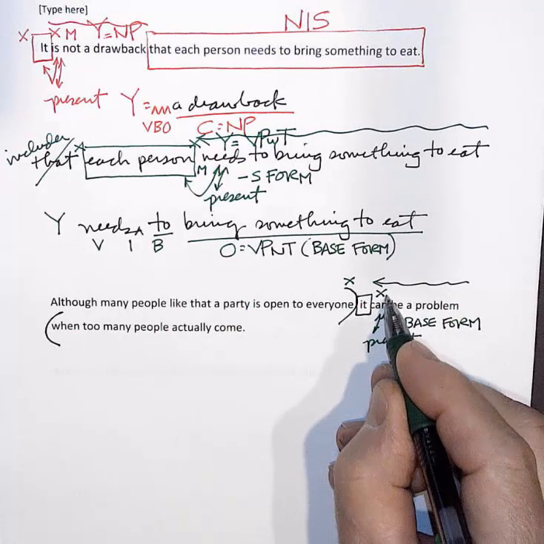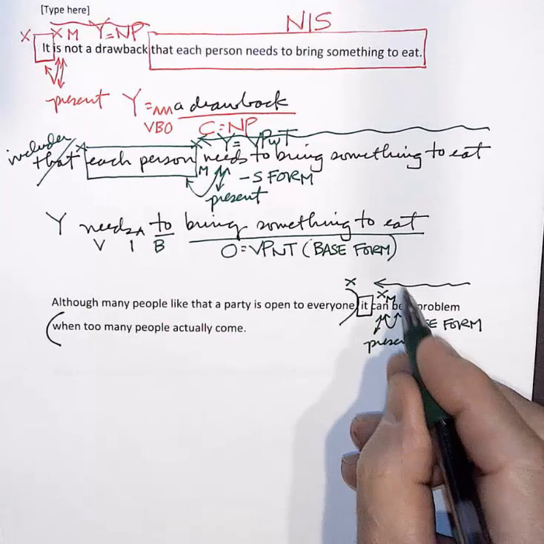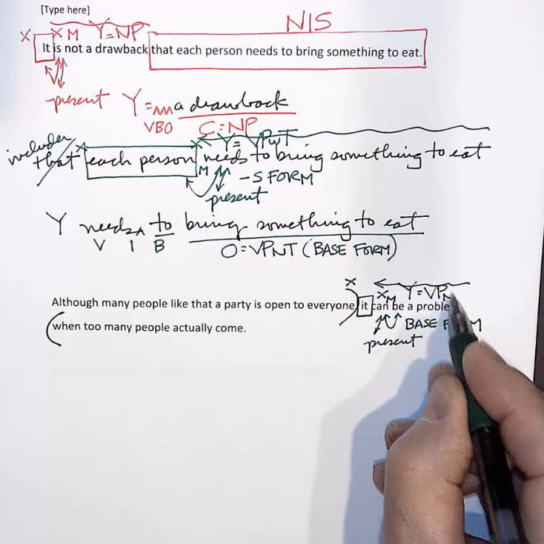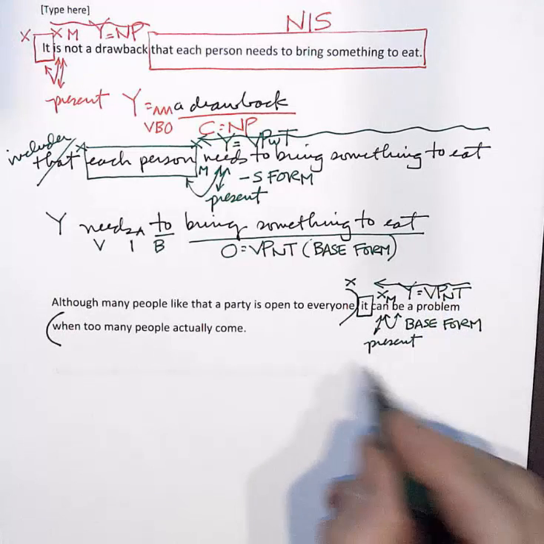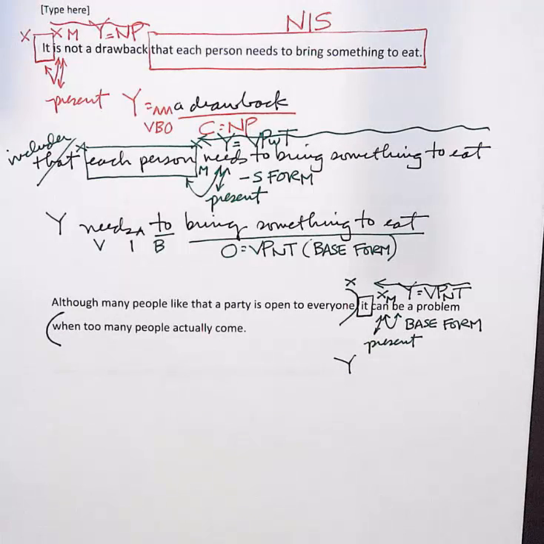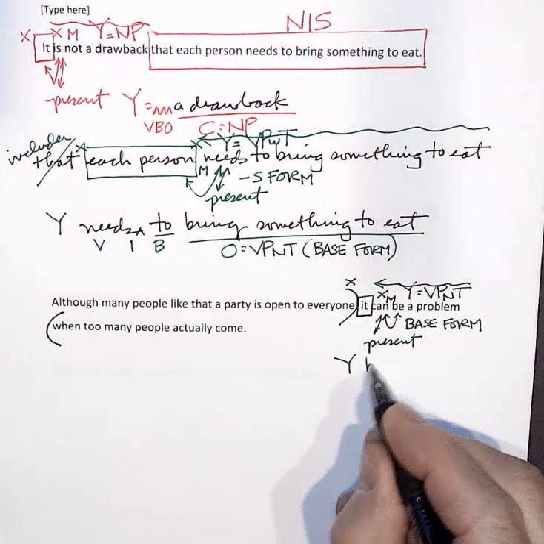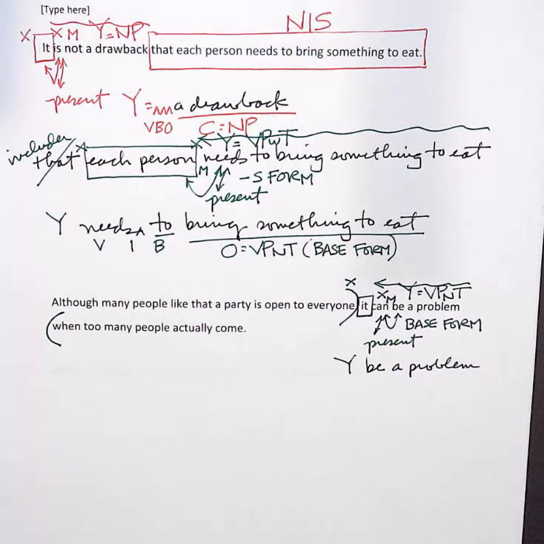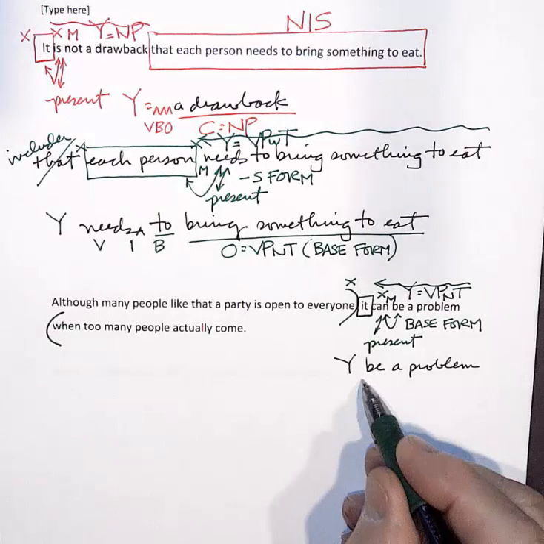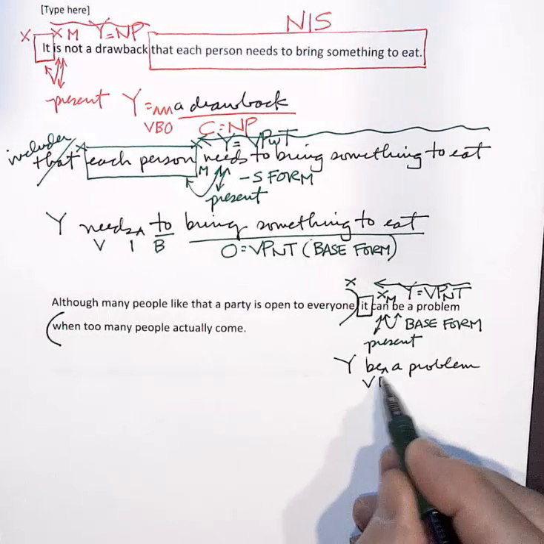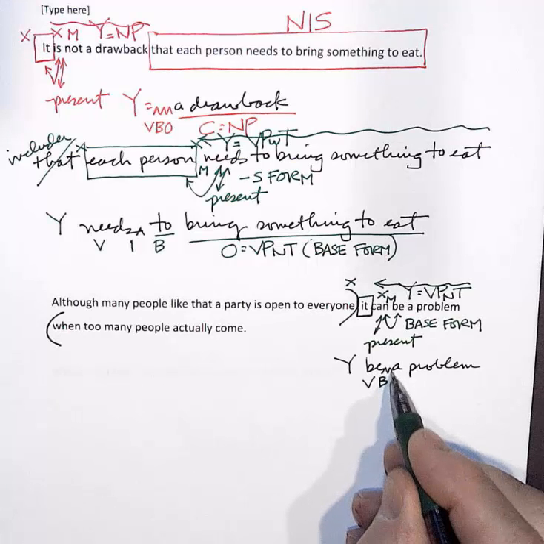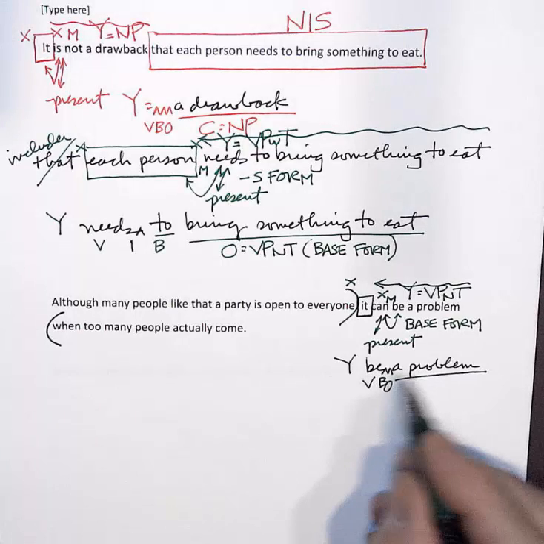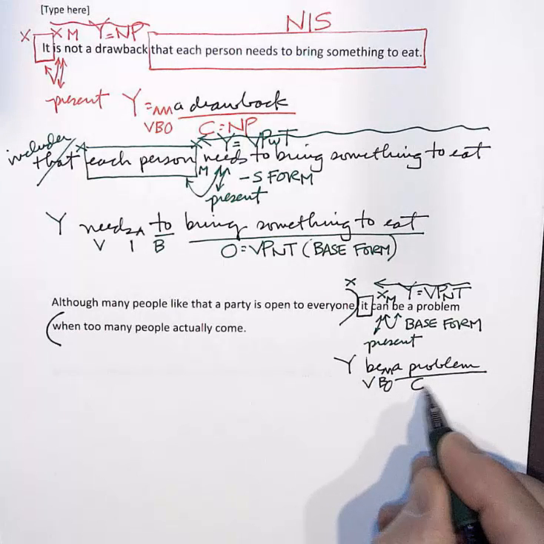The M place is here between can and be. Be a problem is the Y. That's a verb phrase with no time. Let's rewrite the Y. Be a problem. The verb is be. The particle place is empty, and so is the object place. There's no action going on here. Be a problem. Problem is the complement.